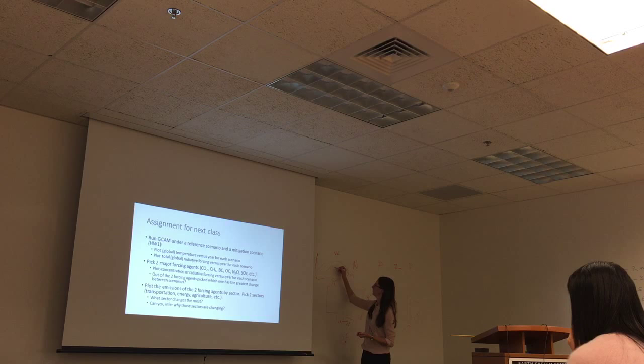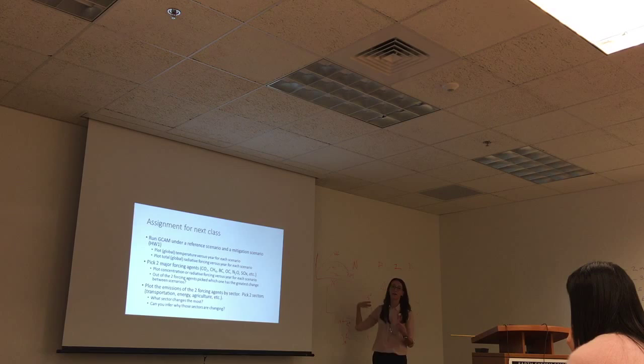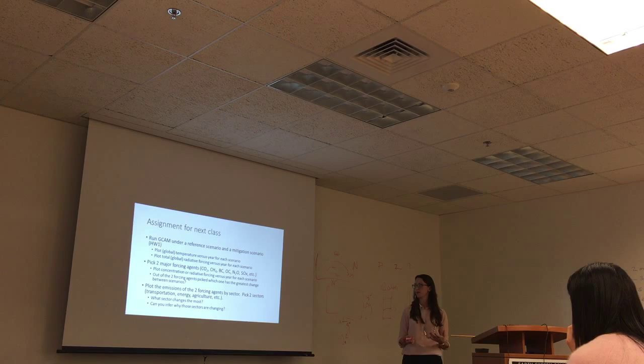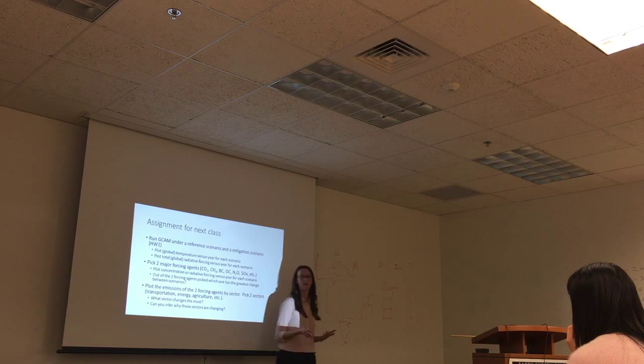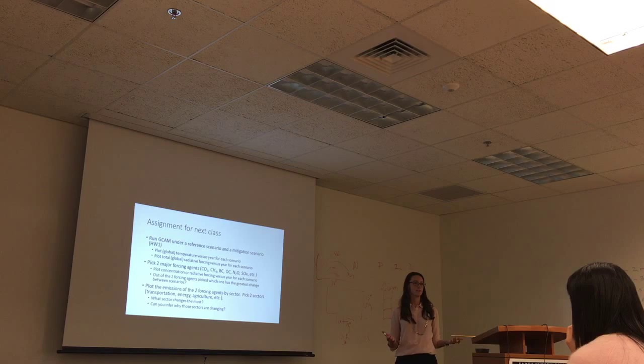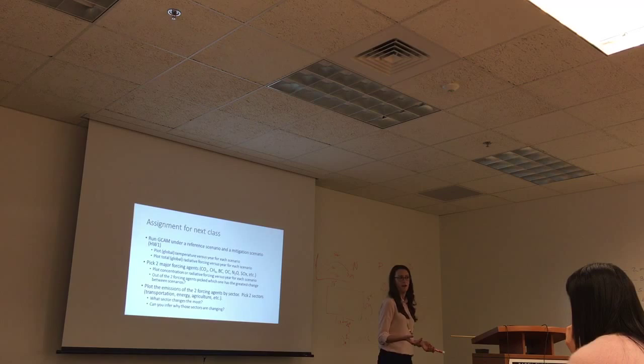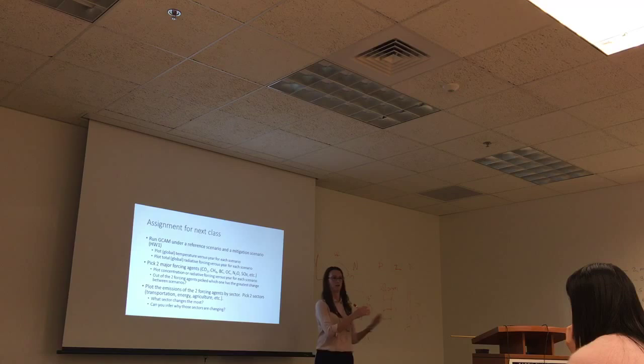Now to look at why those forcing agents would change, you can plot the emissions of those forcing agents by sector. So pick two sectors for those two forcing agents. Which sector changes the most? Can you infer any reasons as to why those sectors are changing? So in your mitigated scenario, let's say you cut out methane because your agriculture changes or something like that. That's the type of idea I wanted you to start thinking about: how changes in the sectors translate to changes in the climate system.